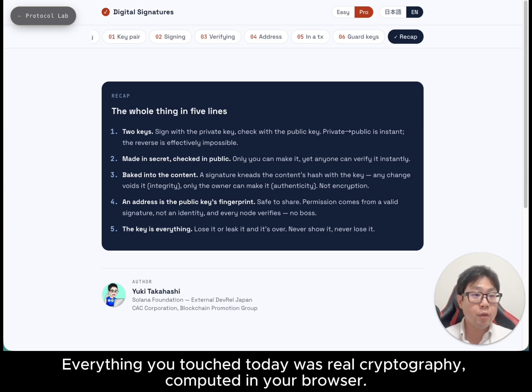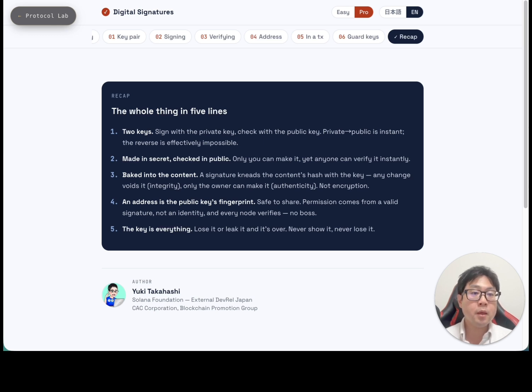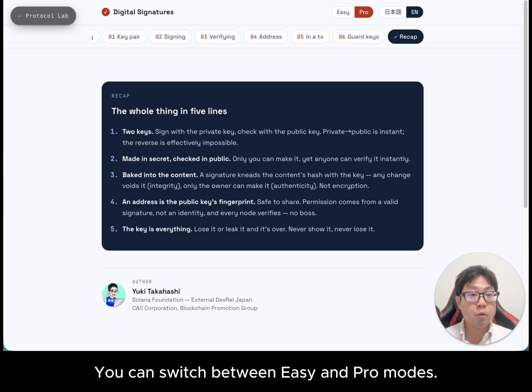Everything you touched today was real cryptography, computed in your browser. The link is in the description. Go play with it yourself. You can switch between easy and promote.